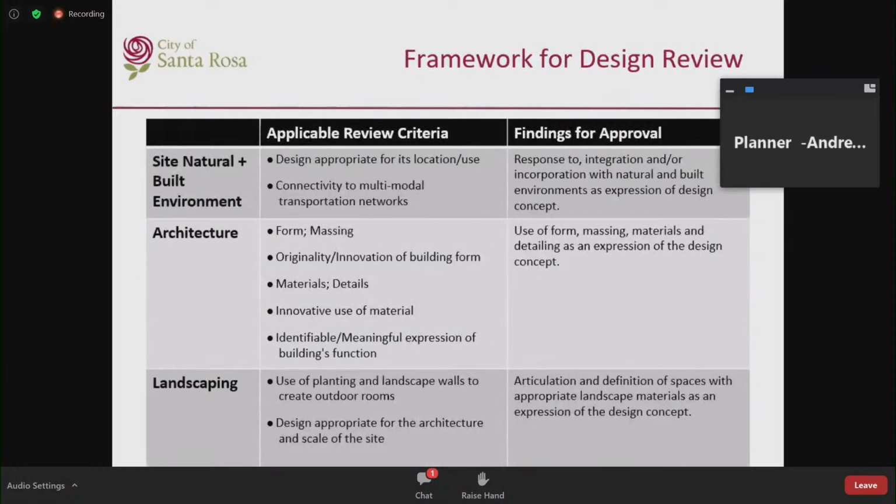So the elements of the framework for design review for which the project must comply with regard to site, natural, and built environments: the project should respond to, integrate, and incorporate with the natural and built environment as an expression of the design concept. The architecture, the use of form, massing, materials, and detailing should also be an expression of the design concept. And the landscaping should articulate and define spaces using appropriate materials, and again, be an expression of the overall design concept. Next slide, please.